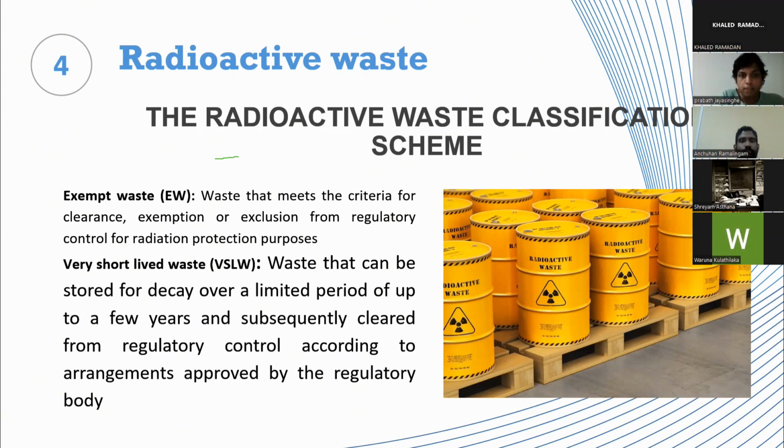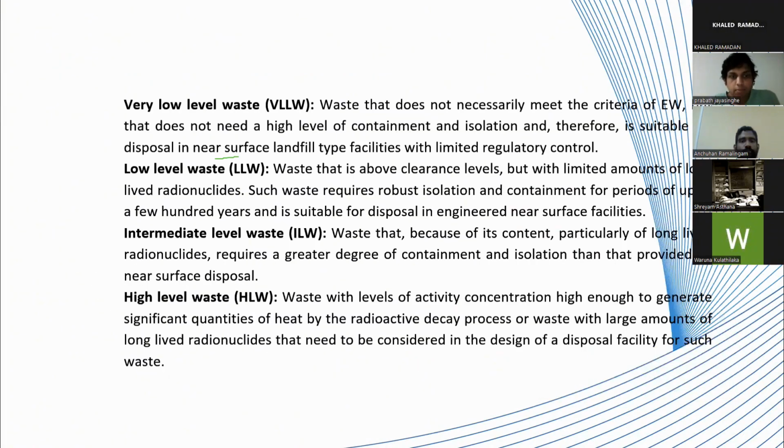Exempt waste is something that we can keep in some kind of storage, and also very short-lived waste. That means that it has a very short half-life. So we can also keep that in some kind of storage on ground level. So if we go to the next slide, there will be another 4 types of radioactive waste: very low level waste and low level waste, intermediate level waste, and also high level waste.